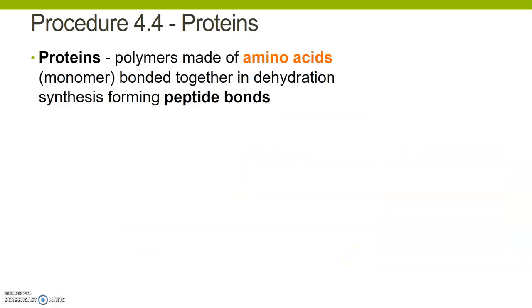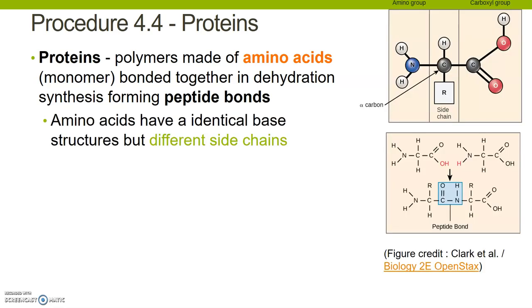So next step is our procedure 4.4. Procedure 4.4 is going to be for proteins. Proteins are made up of a monomer called amino acids, right? Amino acids are a monomer with a very similar shape. So this top image here is the amino acid.